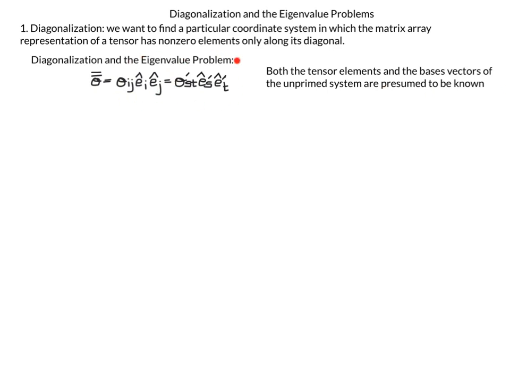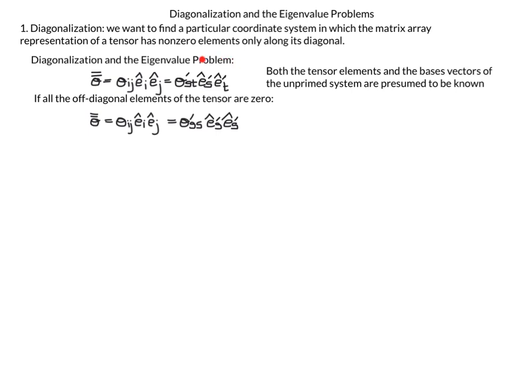And what we want to do is transform this to another coordinate system, which we'll call st. So that's sigma prime of st, e to the s prime, and e to the t prime. So this is our primed coordinate system. And we want to transform it to a particular primed system where all the off-diagonal elements of the tensor are zero. In other words, if we have e to the st and s is not equal to t, so it's not on the diagonal, we want those to be zero. So all that's going to be left are our sigma of ss elements.